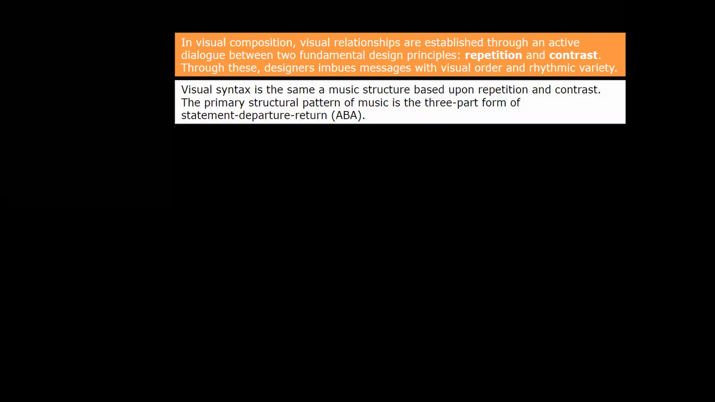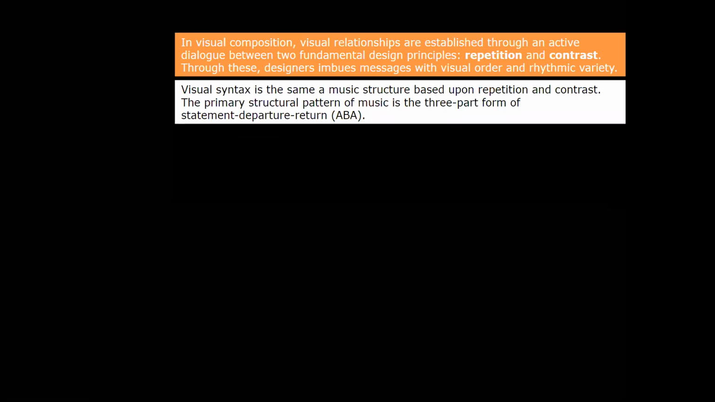In visual composition, visual relationships are established through the active dialogue between two fundamental design principles, repetition and contrast. Through this, designers embed messages with visual order and rhythmic variety. Visual syntax is the same as a music structure based upon repetition and contrast. The primary structure pattern of music is composed of three main parts: statement, departure, return.